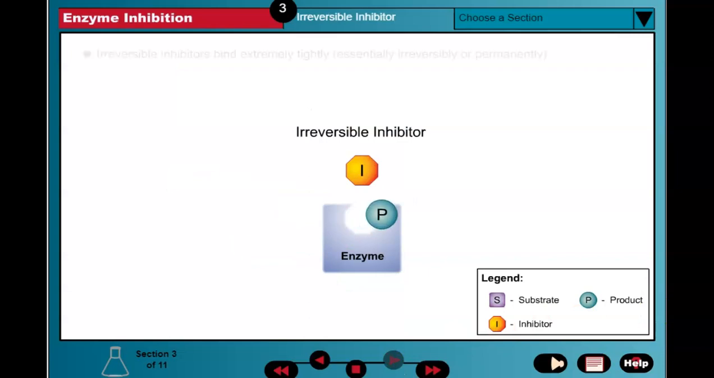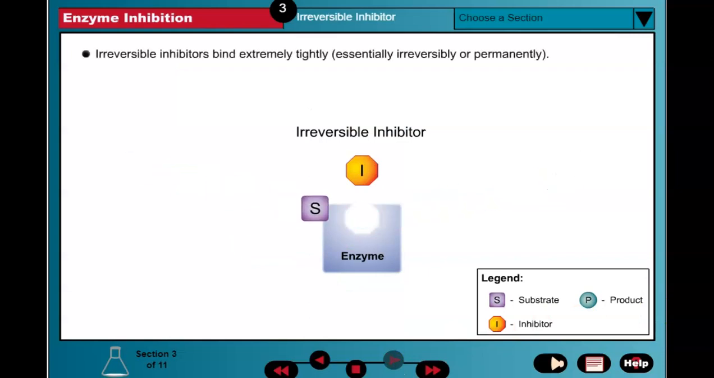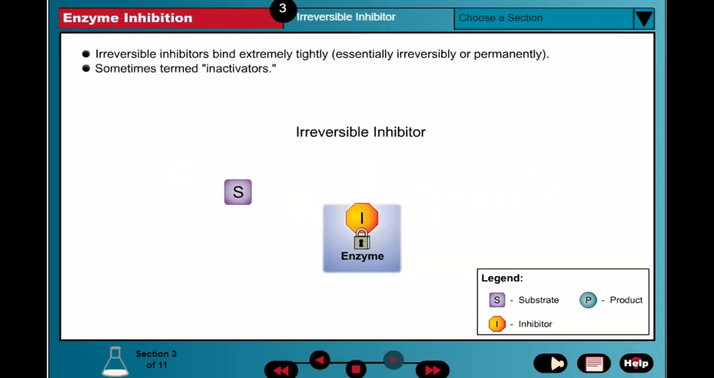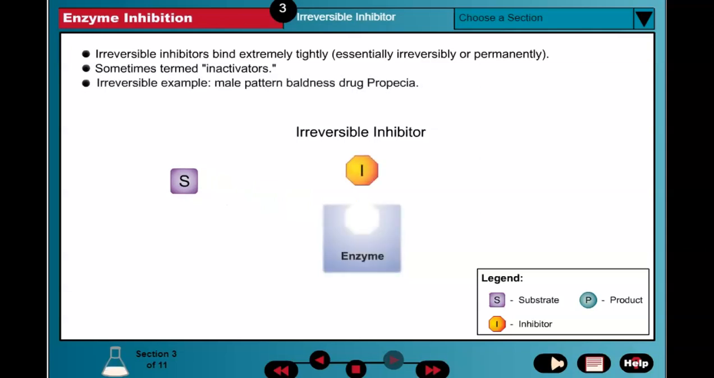Because they form such a tight complex with enzyme that they permanently remove its catalytic activity, irreversible inhibitors are also termed inactivators. For example, kinetic studies on the male pattern baldness drug finasteride, or Propecia, reveal it to be an essentially irreversible inhibitor of 5-alpha reductase. This enzyme catalyzes one step in the conversion of testosterone to dihydrotestosterone, which is a hormone implicated in hair loss.